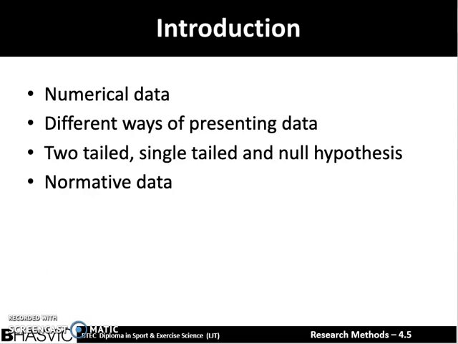As a researcher, we need to present the data in different ways, as well as forming a hypothesis or testing a hypothesis using this data. There are three different types of hypothesis, which include the null, single-tailed, and two-tailed hypothesis.